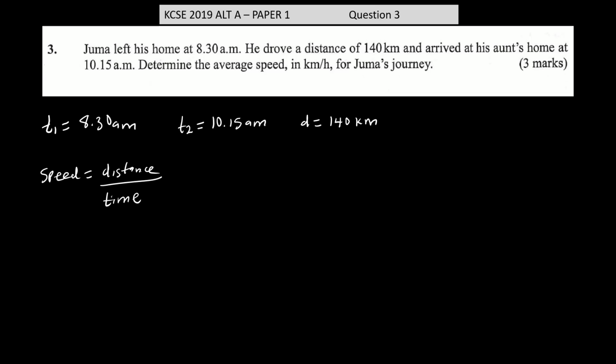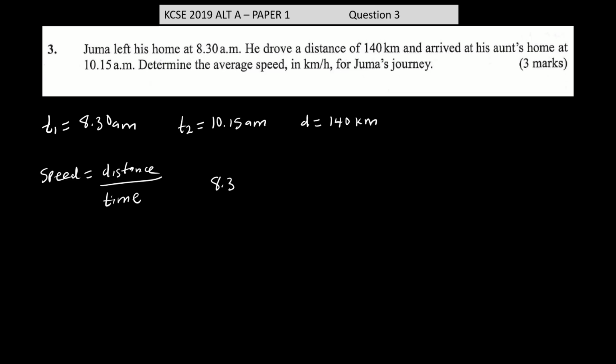From the parameters that we are given in this question, we already have our distance, which is 140 kilometers. We are looking for speed and we can calculate our time. So the major task now is how do we get the time? I would like us to simplify this question to make us understand it better. So let's calculate the number of hours between 10:15 and 8:30. How do we do this? Let's simplify it by writing it out.